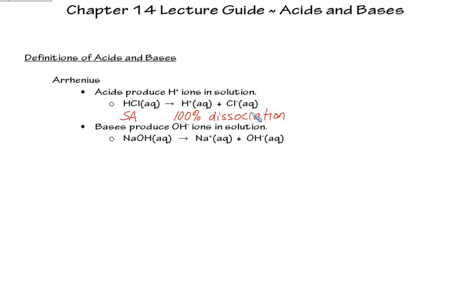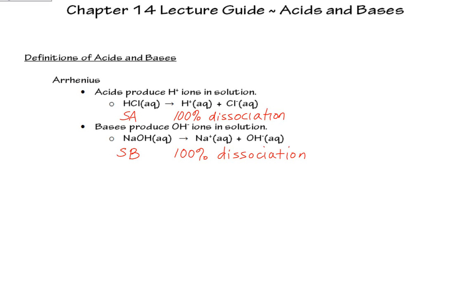The Arrhenius definition says a base should produce hydroxide in solution. So it's really obvious if you have a strong base like sodium hydroxide or any aqueous hydroxide compound, this will dissociate 100%. So again, one of my particles produced is obviously hydroxide.